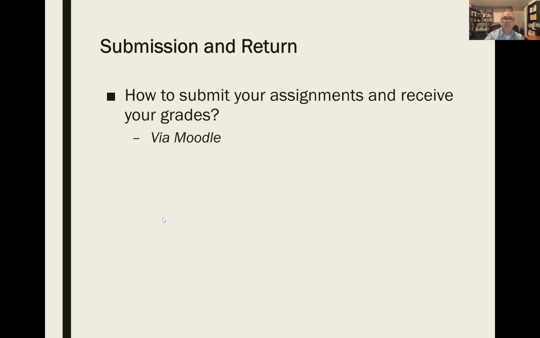Okay. So again, just a reminder: all assignments are submitted through Moodle. If you go to the Moodle page, there are submission areas for Moodle. You can submit that, and I believe the grader will also grade your paper in that as well.